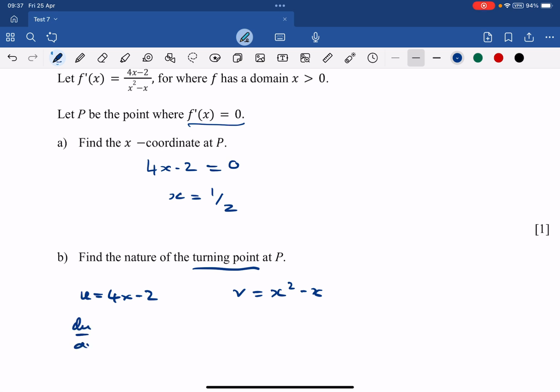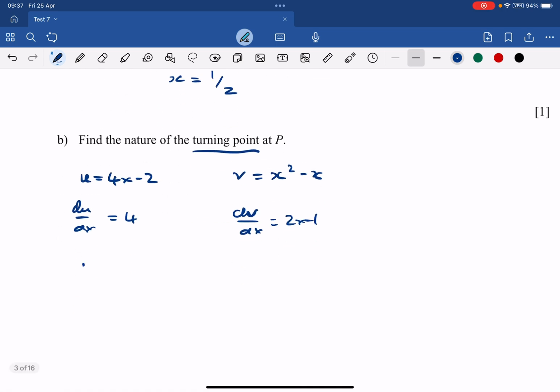So if you can lay this out, you're going to get some marks. That's du by dx equals 4. And dv by dx is 2x minus 1. And we're going to put all this together. We need to start off with v du, so it's v du by dx, take away u times dv by dx.